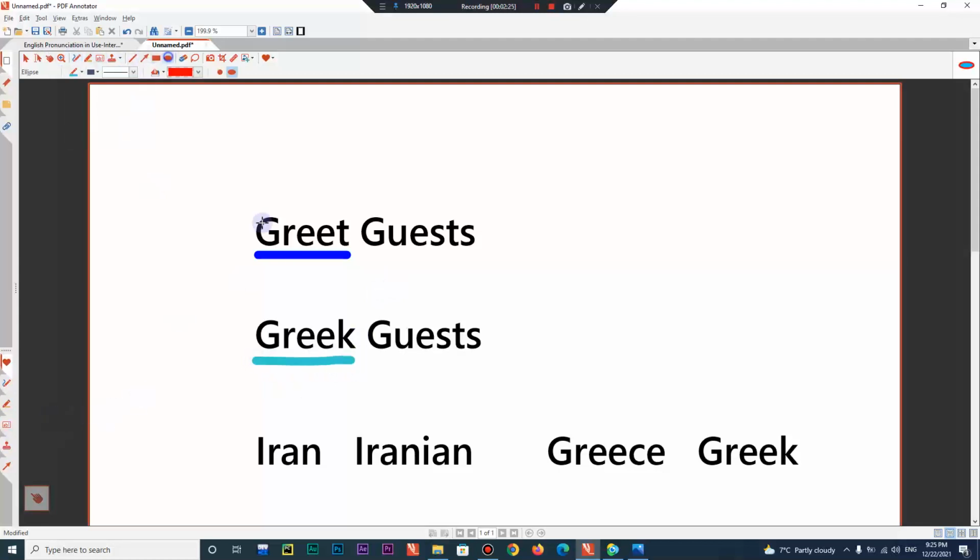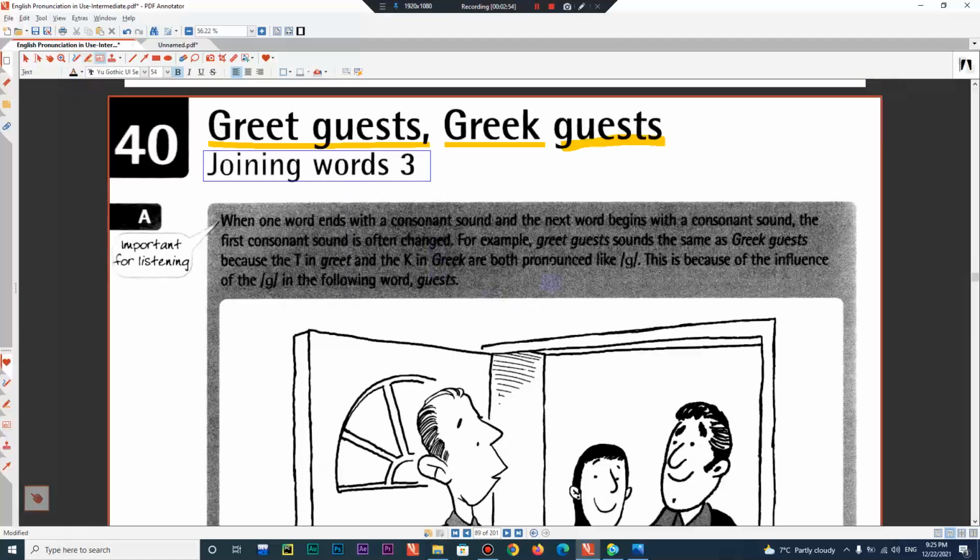So what happens, teacher? Here's what happens. You have a ge here, so you don't say greet guests, because te is a consonant and also ge is a consonant. It is hard to say greet guests. So the book says it sounds like ge.